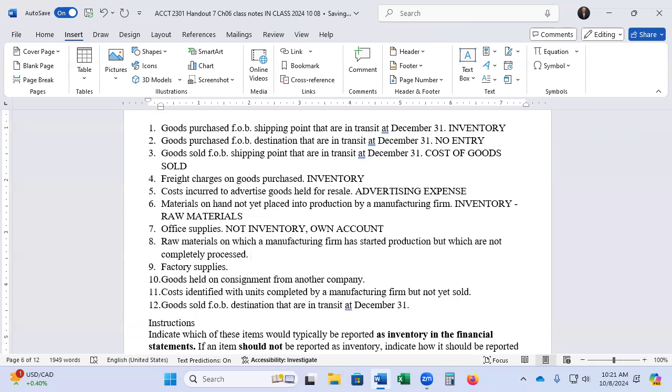Raw materials on which a manufacturing firm has started production, but which are not completely finished or processed. So this would be inventory. And the account would be work in progress. Factory supplies is not inventory. It would have its own account.